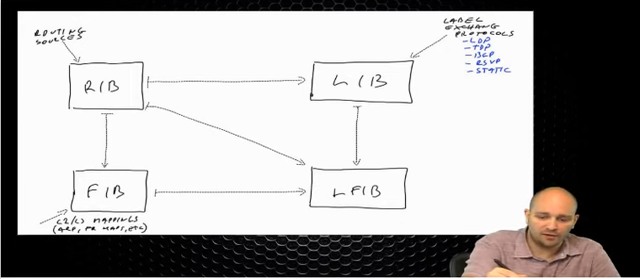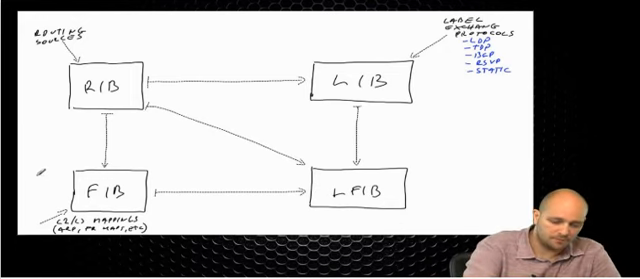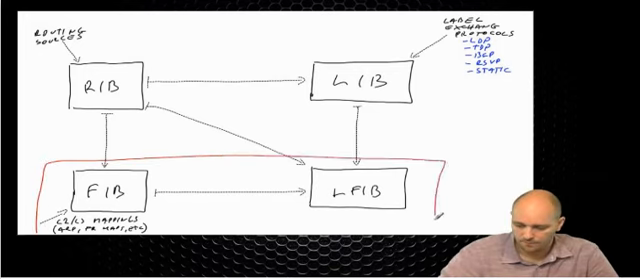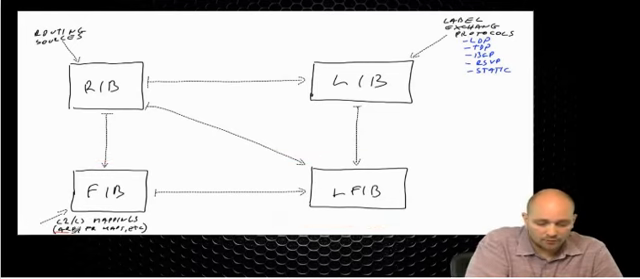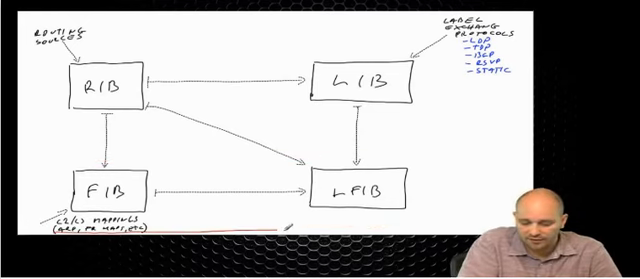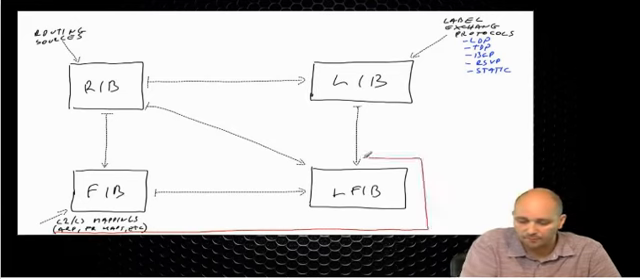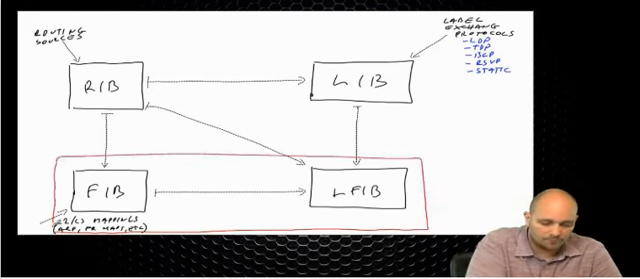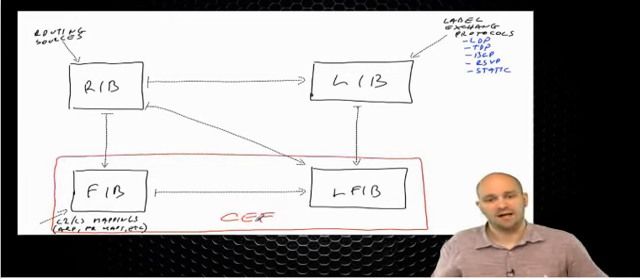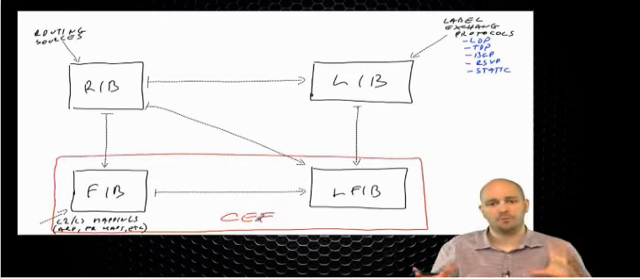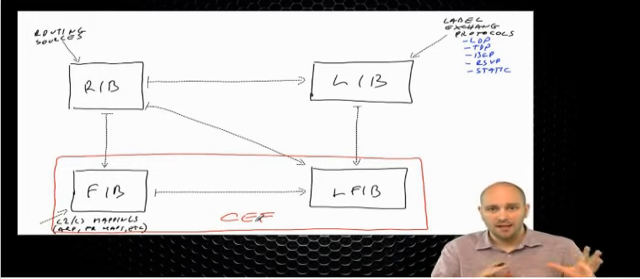And both LFIB and FIB are really a subset. Let me try to be good with this. Really straight horizontal lines are not my thing. There we go. So this is really one database in IOS. So this is the relationship between the different databases in IOS.